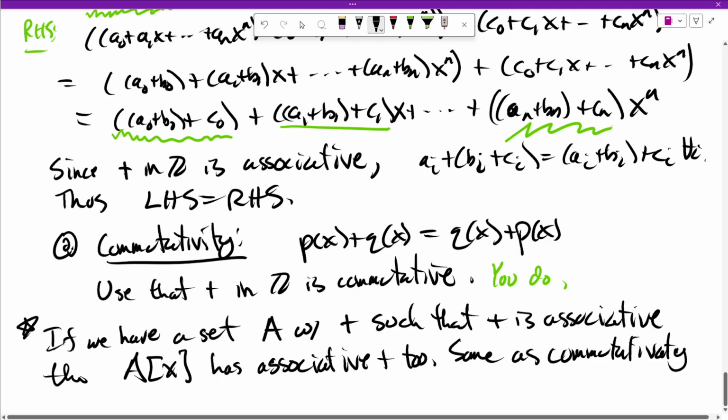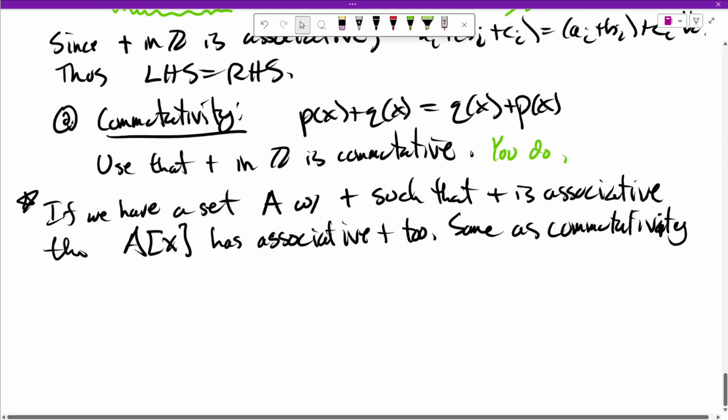Commutativity. I don't know how to spell that. I guess that's an I. So this is saying that the coefficient set, the algebraic operations there, influence what happens in polynomials. And this should be very much unsurprising. We're just noting it. Okay.